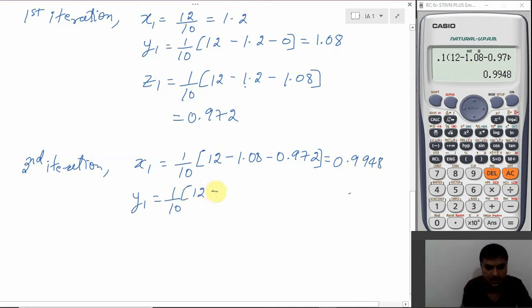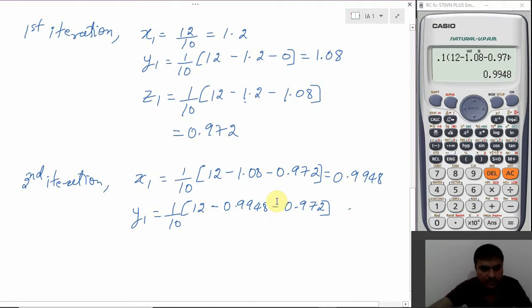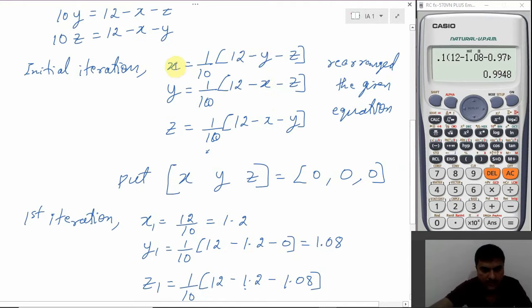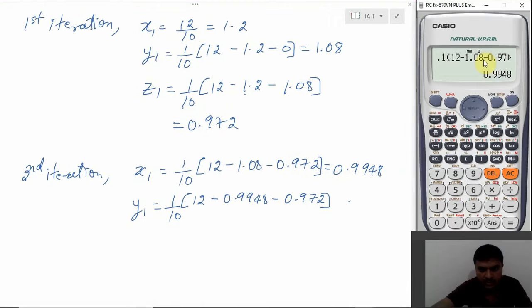That's it friends. y1 is equal to 1 upon 10, 12 is already there, minus x, which is already got the previous answer, that is 0.9948, minus, yes, z value is 0.972. Where you are putting the values in this system of equations x, y and z, which is already rearranged from the given equations. Every time, whichever new value of x, y, z you get, you go on substituting the values. In the calculator you can see here friends, always keep the values as it is, right? Just substitute the values here.